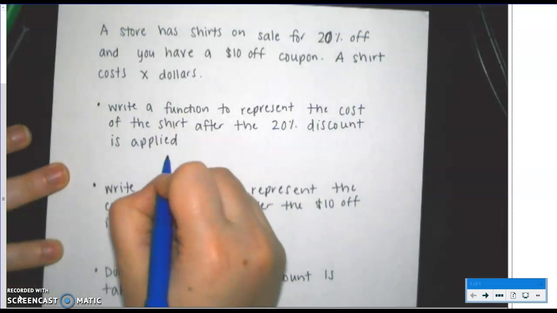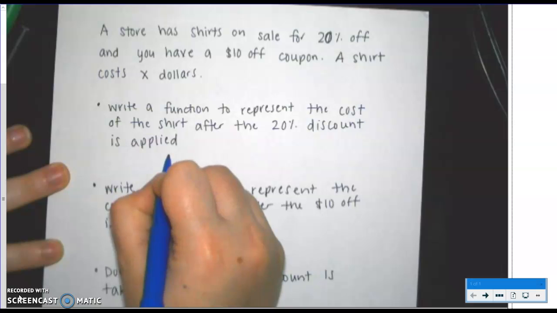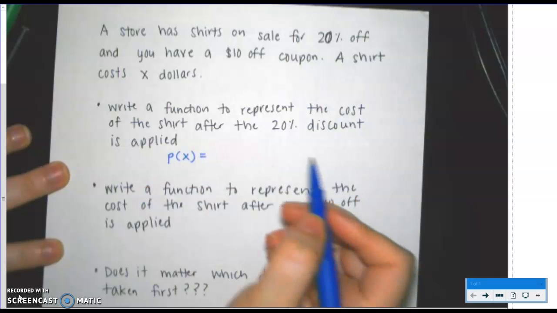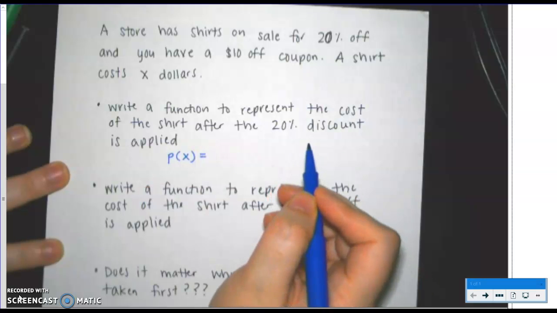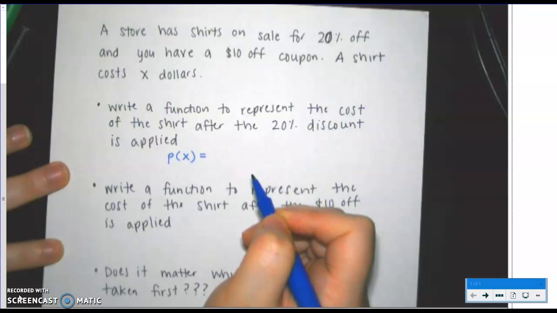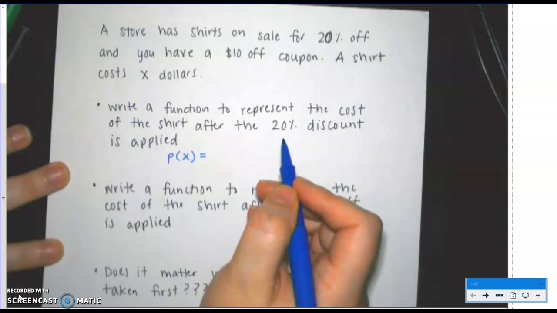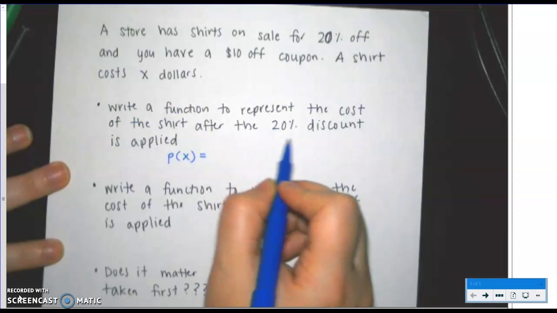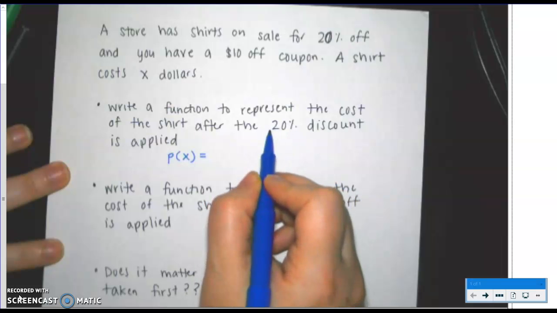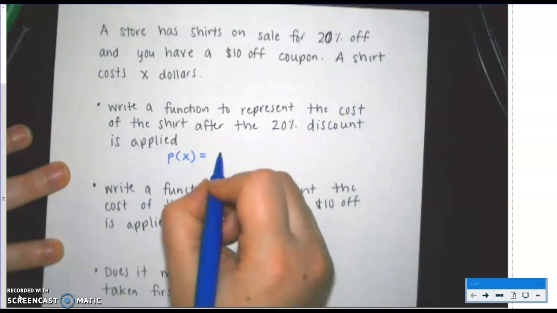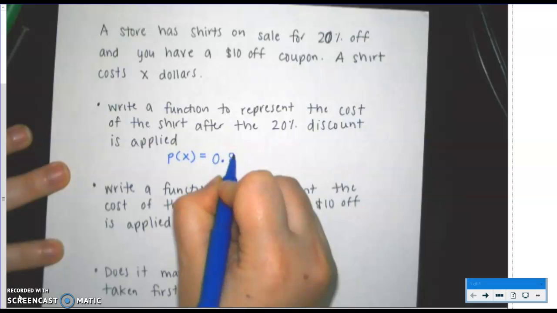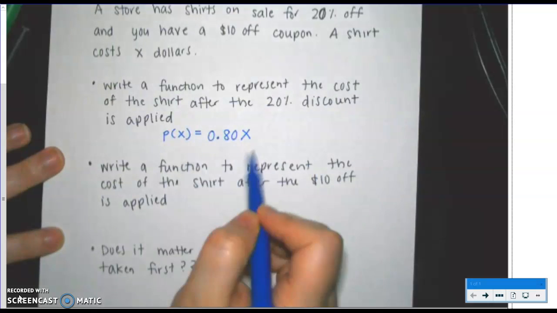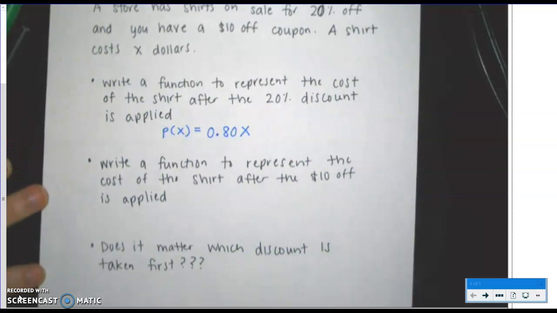So I'm just going to write P of x for percent. Even though the 20% is what they're taking off, we need to put this in terms of how much we are still paying. So if they took 20% off, we are paying 80%. You have to remember with percents, when you're working with them in math, you move the decimal 2 places to the left. If that's too hard to remember, then divide by 100. But we're paying 80%. So they're taking 20% off, but we're putting it in terms of how much we have to pay. We're paying 80% of the shirt.